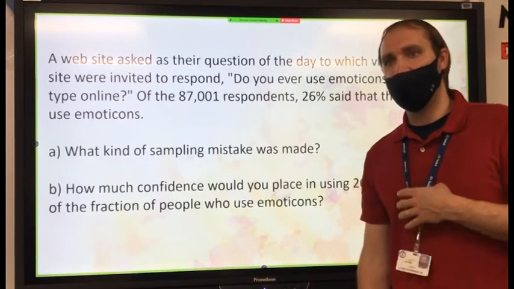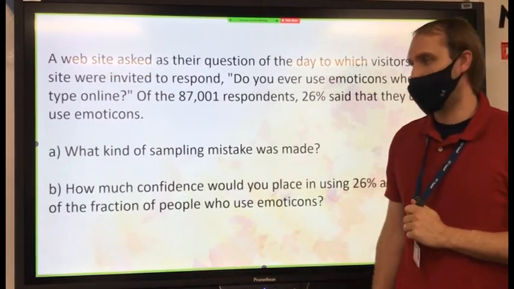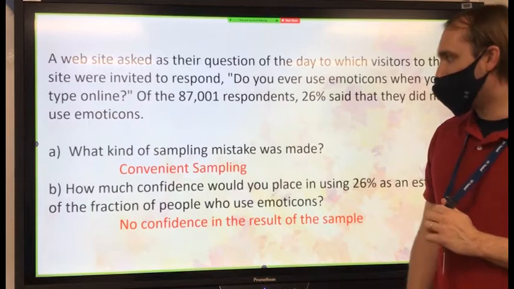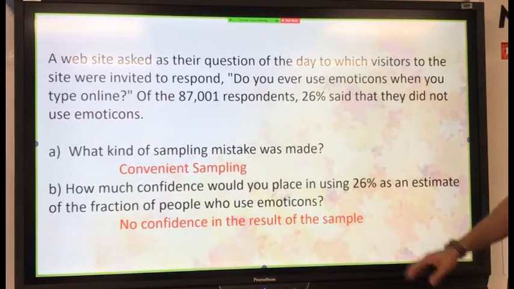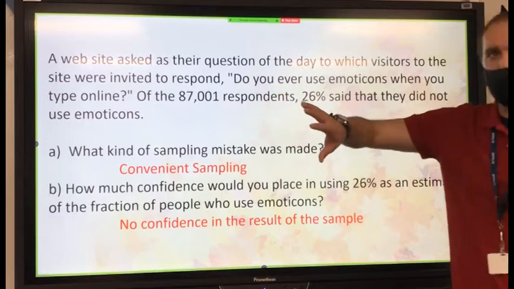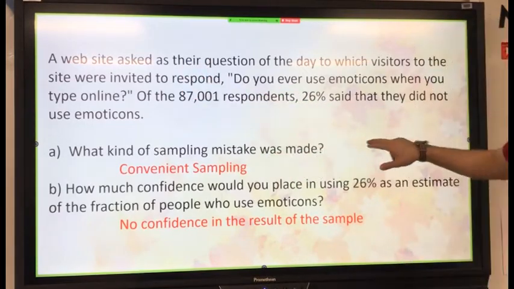Based on all the bias and mistakes we saw, do you have confidence? No. So no, I don't have confidence in these results. The big one would be the convenient sampling. They only asked, where did they send out this survey? Was it through some kind of forum that only these people were on? So, questions you should be asking.